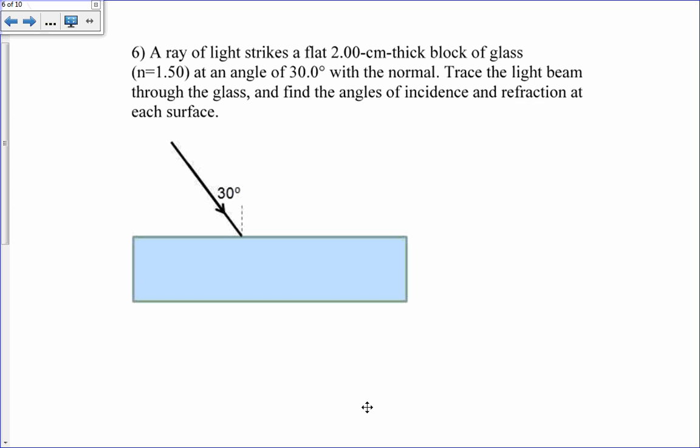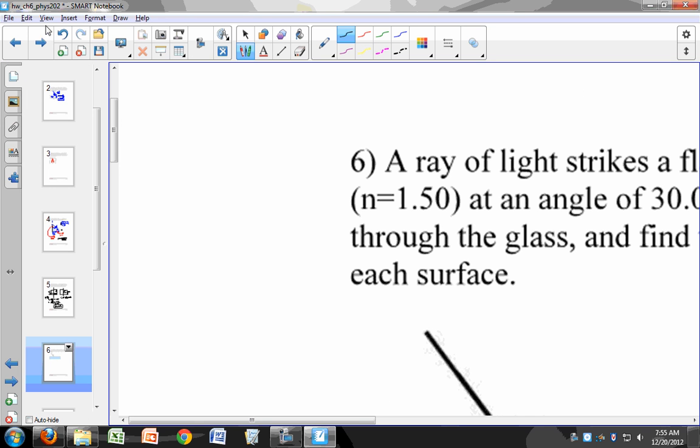All right, a ray of light strikes a flat 2 centimeter thick block of glass at an angle of 30 degrees with a normal. Trace the light beam through the glass and find the angles of incidence and refraction at each surface. Let's blow this up just a little bit.